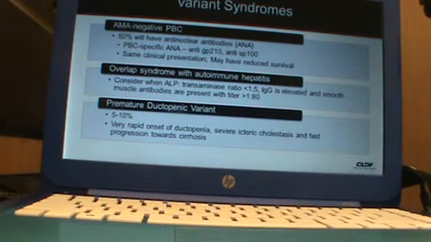A third variant is a patient who has premature ductopenic variation. This occurs in about 5 to 10% of patients. A very rapid onset of ductopenia with severe icteric cholestasis and fast progression towards cirrhosis.